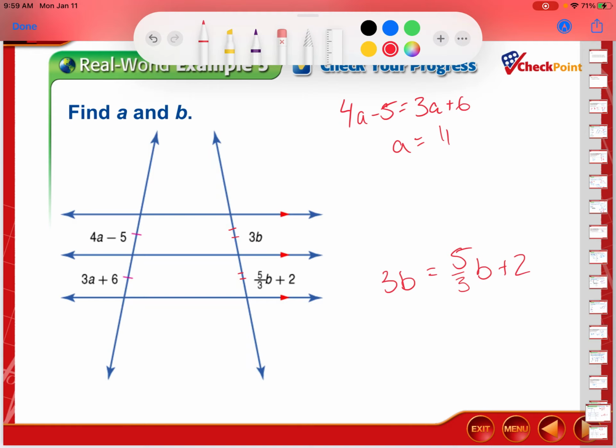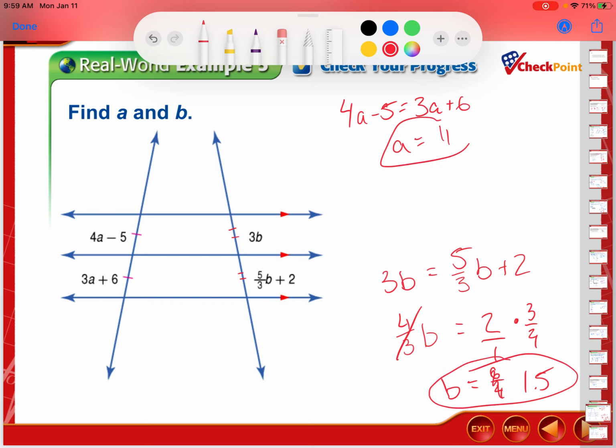Now we go to solve this. We would subtract 5/3 b, which would leave us with, what would that be, 4/3? 4/3 b equals 2. And then we would divide each side by 4/3, which would be the same as multiplying by 3/4. So b would equal 6 over 4, or 1.5. And that would be our answer.